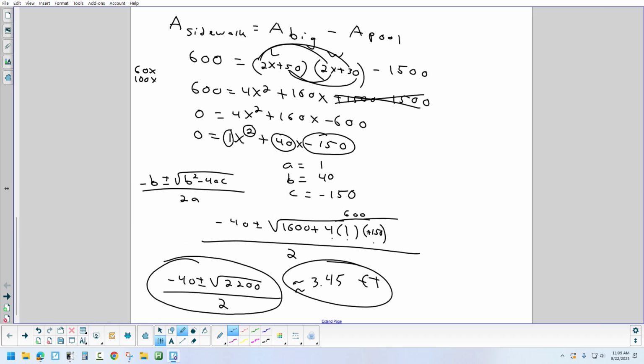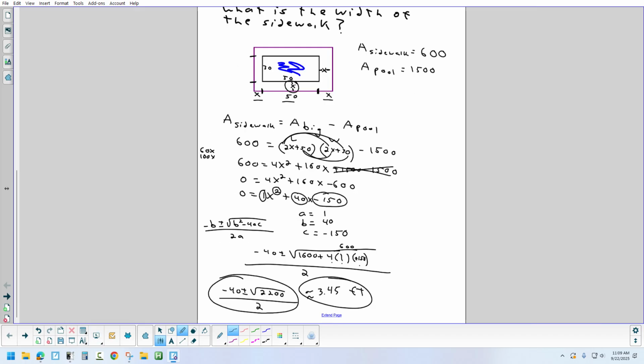Okay. So any question on that one? It's probably the hardest word problem we do today. But the diagram, I think, helps a lot.